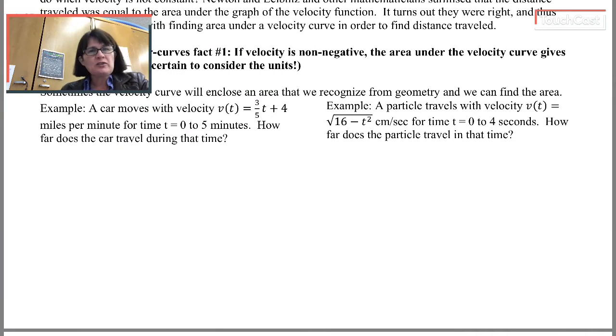So to answer the questions, I have a particle traveling with a velocity square root of 16 minus t squared centimeters per second, and I want to know the distance traveled from time t equals 0 to 4. So to do that, I'm going to find the area under the velocity curve, and I have implied in this section that this curve is going to trace out a shape we recognize from geometry, and I'll be able to find the area that way.